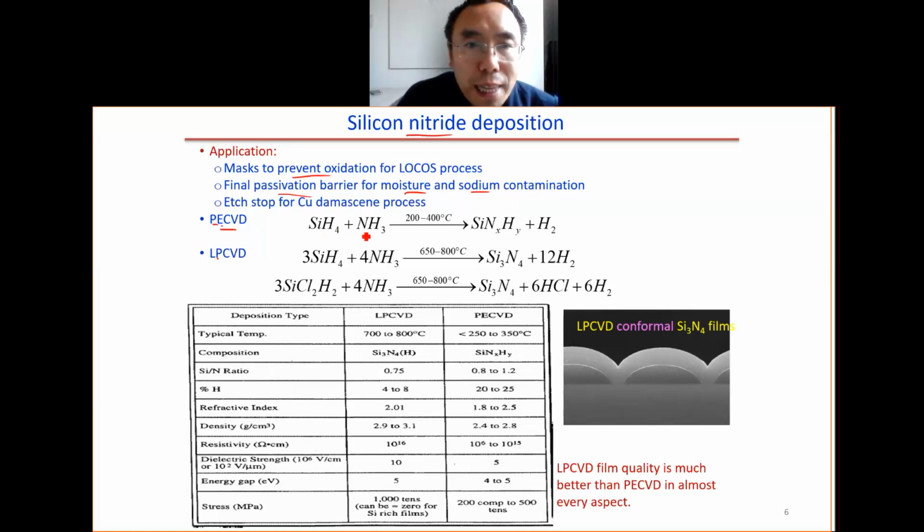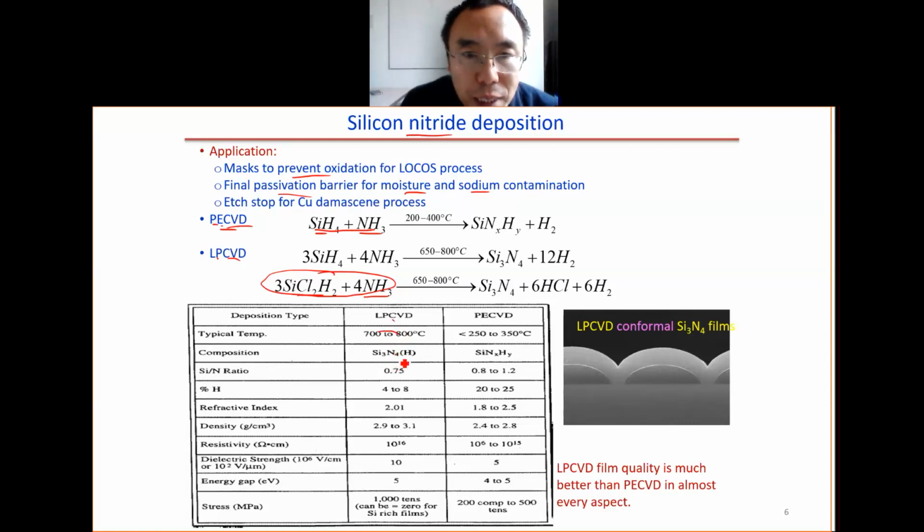We use silane gas and ammonia gas, and we can also use dichlorosilane and ammonia. At the University of Waterloo, we have this one for LPCVD, and we have this one for PECVD. Here is the property comparison of the film deposited by low pressure CVD and plasma enhanced CVD. This one is a higher temperature. Normally you can see that higher temperature gives you better film quality.